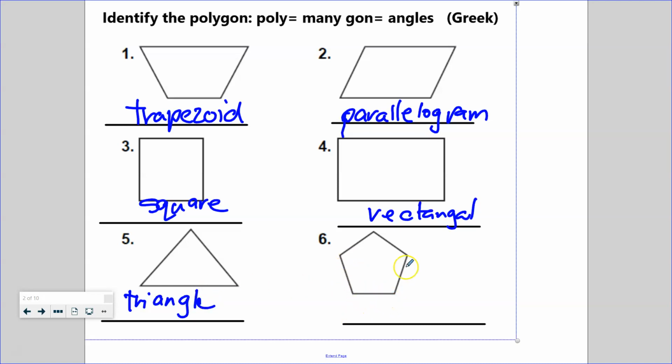And this is a 1, 2, 3, 4, 5. This is a pentagon. Right? So polygons mean many angles, right? So you can see that all these have many angles, not just one angle.